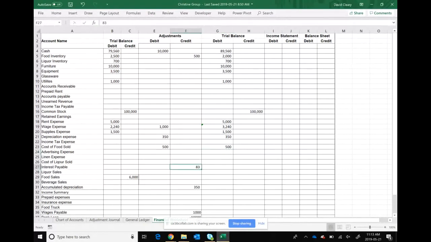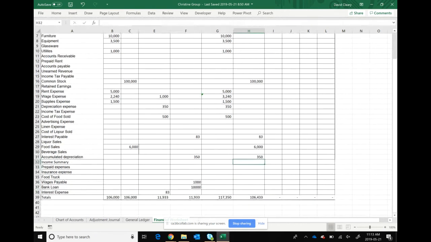The interest payable increased by $83, and it did not have an original balance, so we put that as the new balance on the credit side. Our food sales had a credit balance, and there was no adjusting entry, so we keep it the same. Our accumulated depreciation had a zero opening balance, but we have adjusted it, so we keep it as the credit balance of $350. And then all the other items right here did not have an original balance, but they have been adjusted, so we just keep them at their adjusted balance. For example, $1,000 for wages payable, $10,000 for our bank loan, and then $83 for our interest expense.